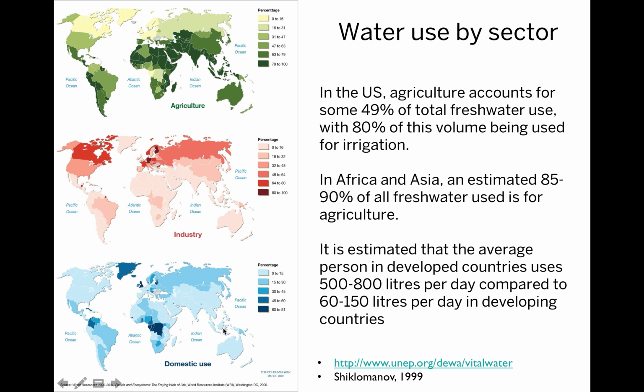And this is the domestic use of water. Now, on average, a person living in, let's say, the US uses about 500 to 800 liters of water per day, compared to about 60 to 150 liters of water per day for someone living in the developing countries. So again, how much water is used differs from country to country.